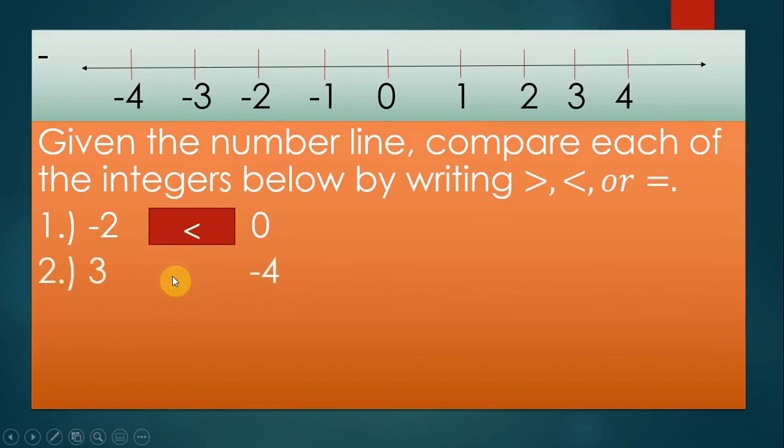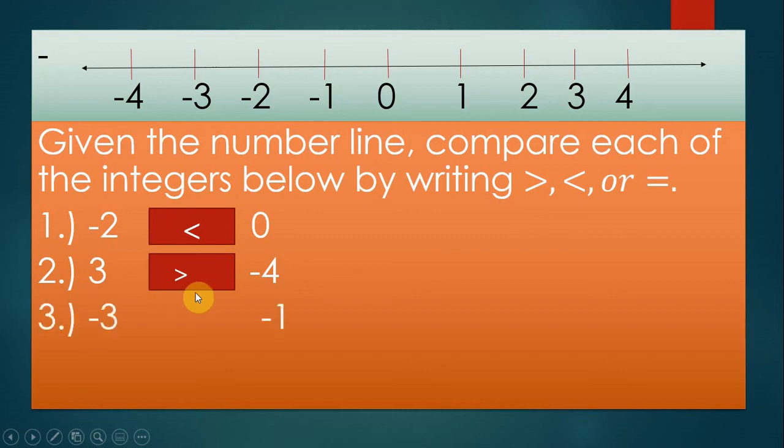Okay. Now 3 and negative 4. Which is greater, 3 or negative 4? Look at 3 here. And look at negative 4. So negative 4 is on the left of positive 3. So therefore, positive 3 is greater than negative 4. So our answer is greater than.